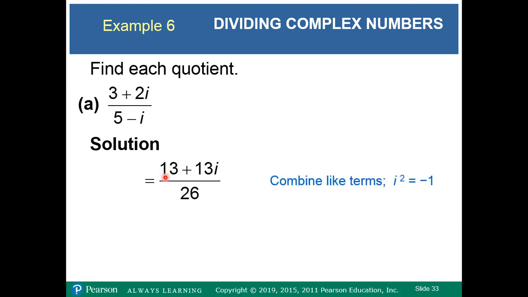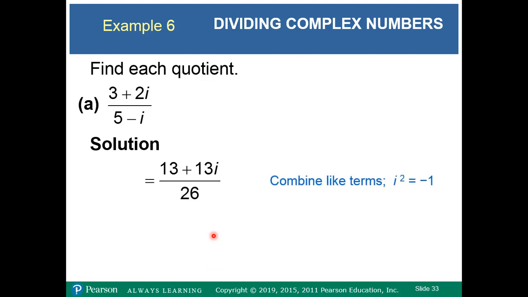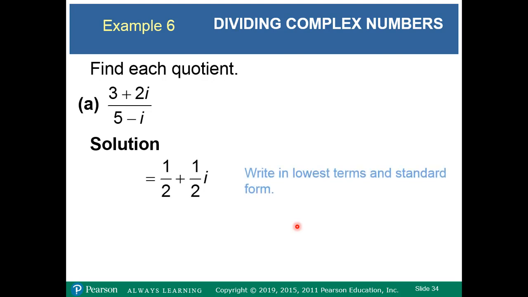So this is what we get. Notice this gives us 25 plus 1. And then this is going to be negative 2 plus 15. And then this is going to give us 13. And so we end up with 13 plus 13i over 26. Now notice that we can factor out a 13 on the top, or you could split it up into two fractions. Same thing. So the 13 goes into 26, and so now we get 1/2 plus 1/2 i, and this is the way we would leave it. We can't simplify it anymore.